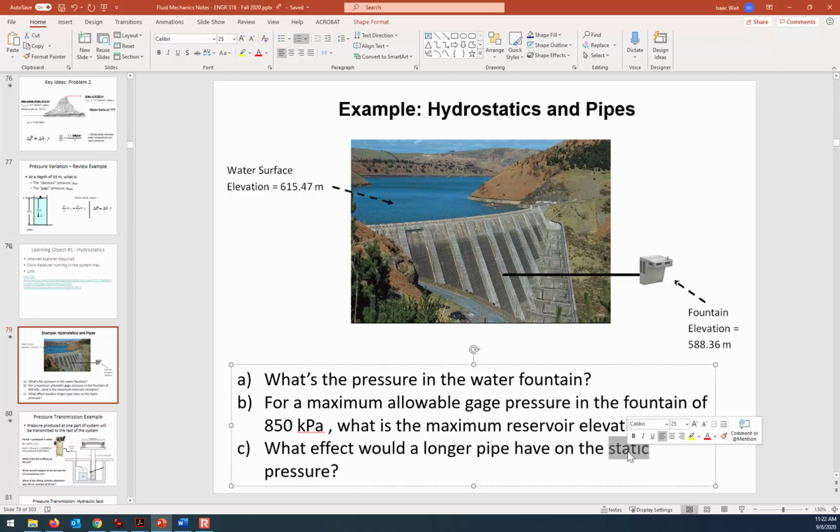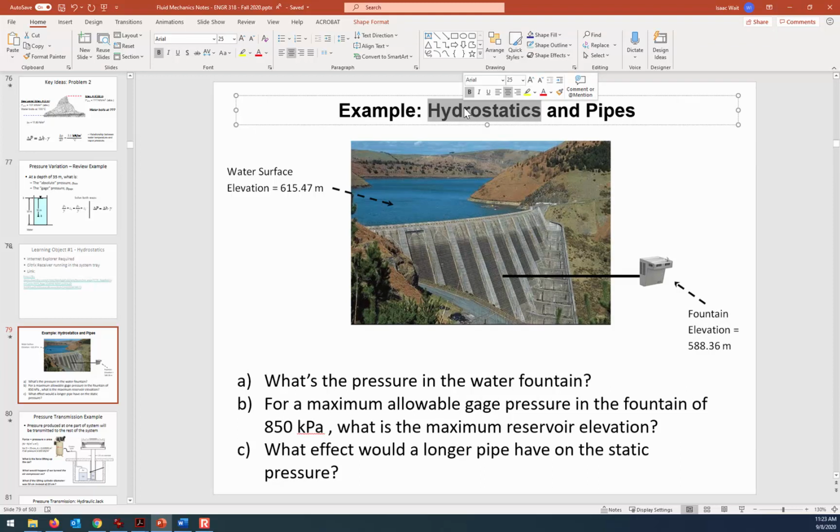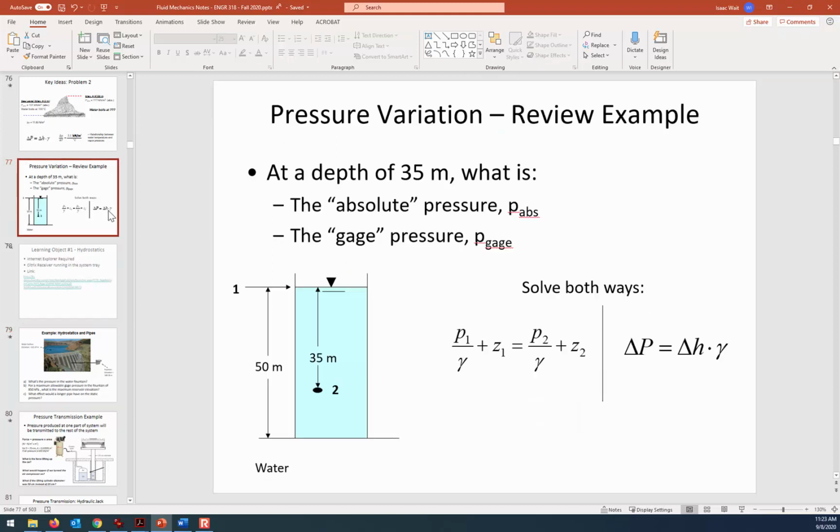I kind of emphasized that or gave a clue when I referred to it as the static pressure. Static means that the fluid isn't flowing. And so as long as the fluid isn't flowing, then the pressure in the fountain only depends on the height of the water behind it. But if we started to draw water from the fountain, then the pressure is affected by more than just the hydrostatic equation. Hydrostatics means water that's not moving, and this hydrostatic equation only applies for fluids that are at rest.